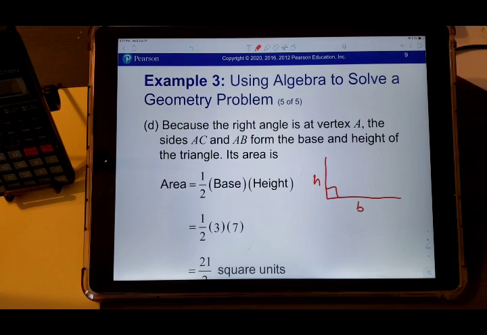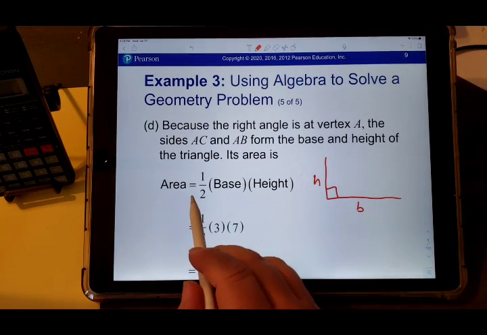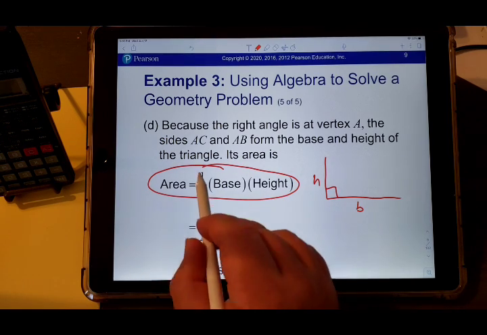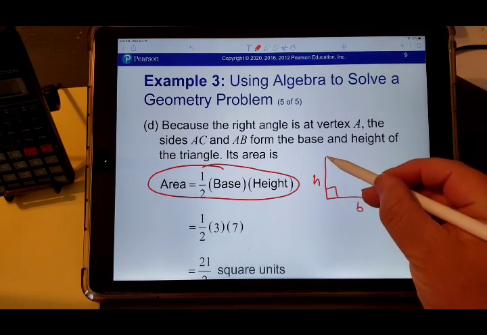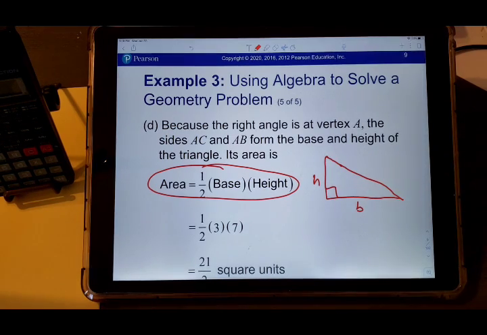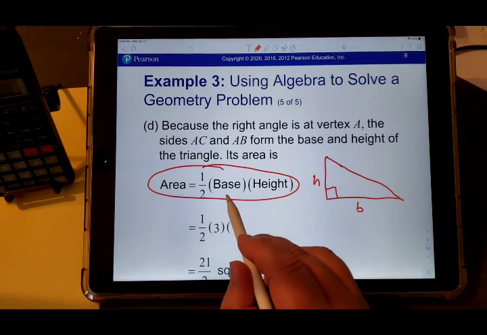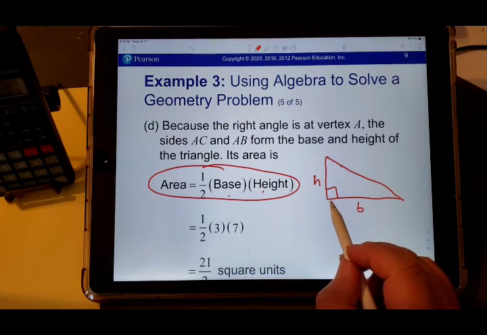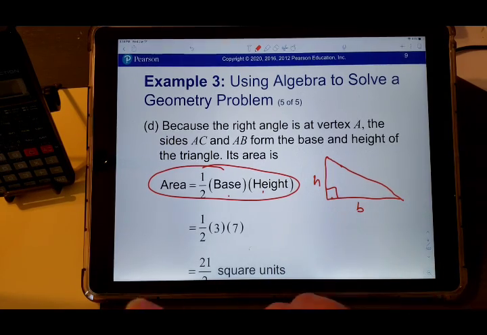So this is that same problem with those same values. And now they want us to find the area. So the formula for the area of a triangle is 1/2 base times height. And, well, here's a good question. What's the base and what's the height? Well, any measurements that are perpendicular can be the base and the height.